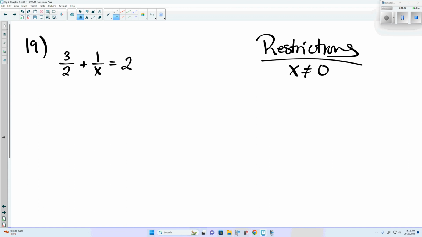Restrictions. There's only a variable in one of the denominators and it's by itself, so x cannot be 0. Now, the first thing we want to do in solving is multiply everything by an expression to get the denominators to simplify.